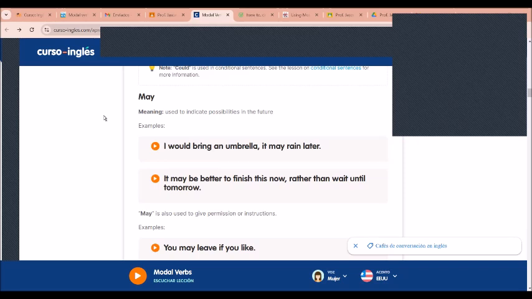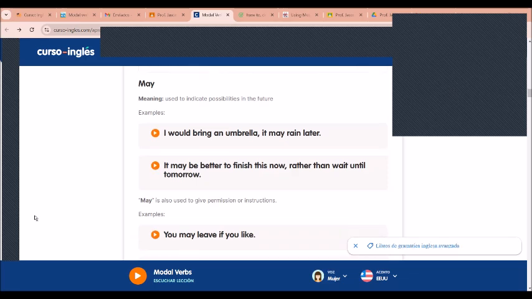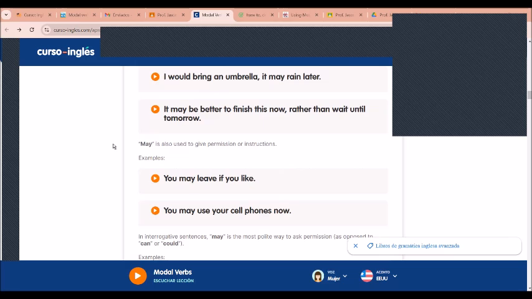All right. Now, what about using may in another way? Well, let's continue a little bit more with Amairani. How else can we use may? Yes, may is also used to give permissions or instructions. Examples: you may leave if you like. You may use your cell phones now.